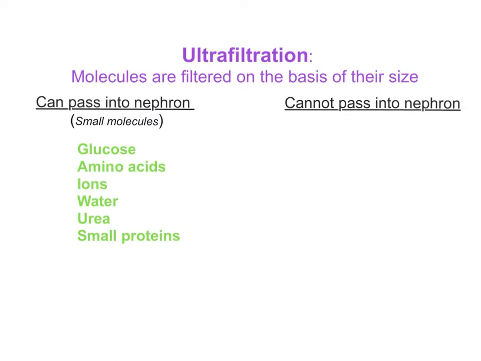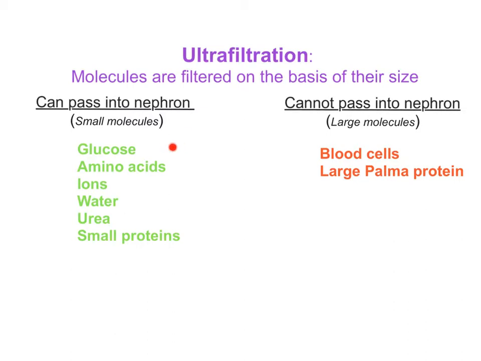What cannot pass through? Obviously there are large molecules that cannot pass through the basement membrane, or even probably between the endothelial cells of the capillary: blood cells and large plasma proteins. Now you can see what has passed through are molecules that the body would potentially like to keep some of. It doesn't want to get rid of them. Urea is an excretory product, but certainly it does not want to lose glucose and certainly amino acids and some ions. So there'll be a process after this where those things need to be reabsorbed.